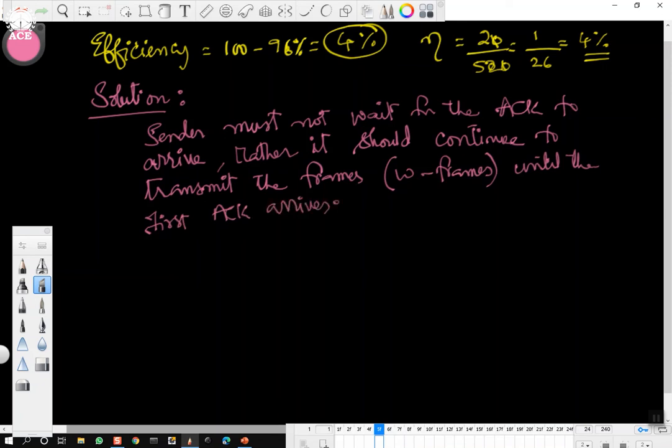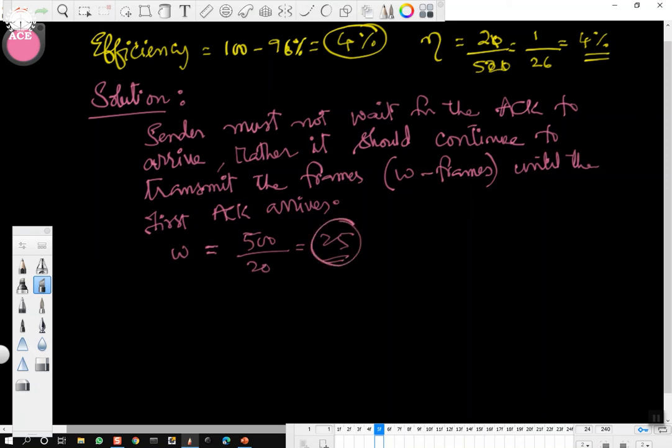Why should it wait? See, 500 units it is waiting. So in that 500 units of time, whatever number of frames it can send, it should continue to send. Within 500, how many frames can it send? The number of frames W that it can send is 500 divided by the time of transmission of one frame, 20, which is equal to 25. So it can send 25.